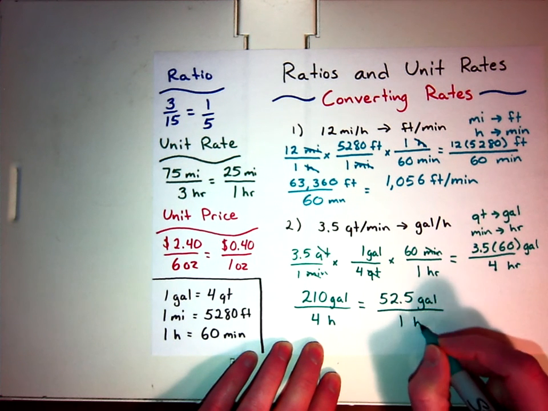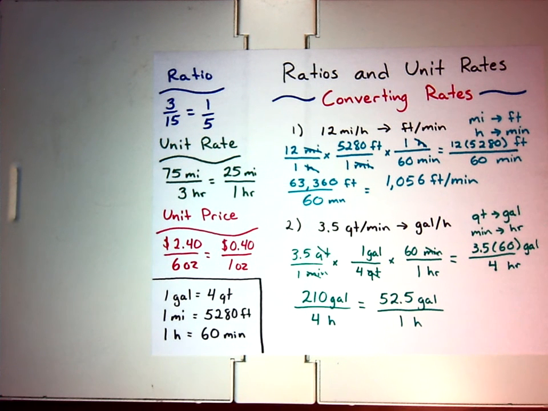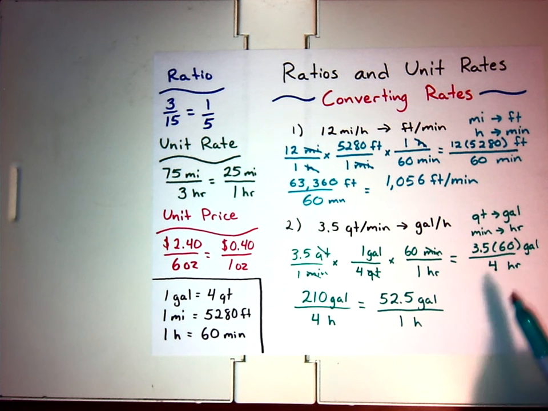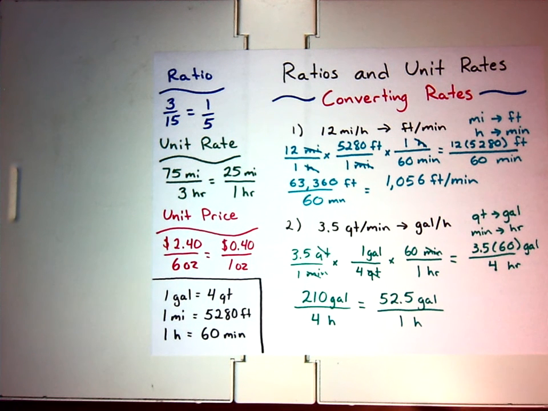in 1 hour. Okay. Now I did notice sometimes I do write my abbreviations HR for hours. I've seen it both ways. I'm not going to be too particular. I understand both of them. So the answer there is 52.5 gallons in 1 hour. And these are some examples of converting rates and then a review on ratios and unit rates.